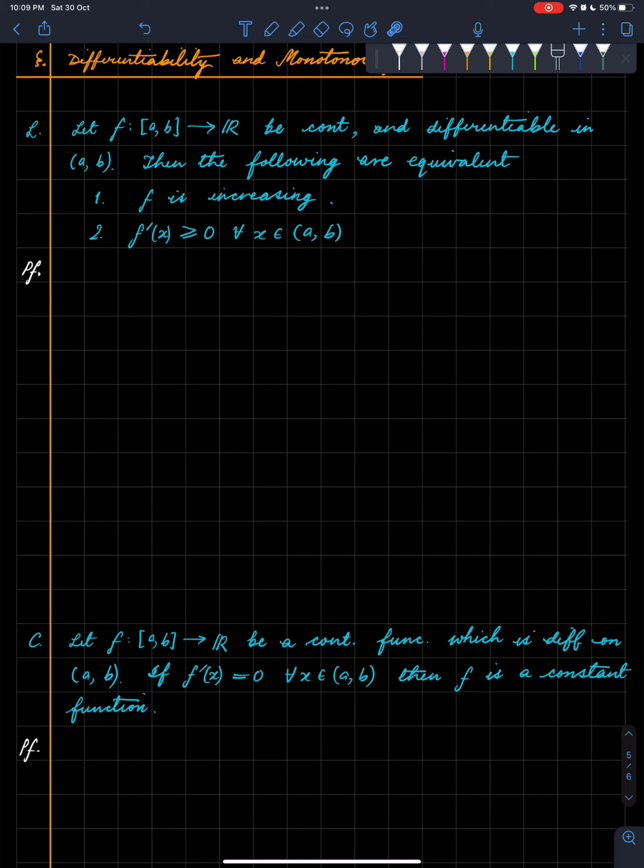Now we look at an application of what we just discussed. So again, we have a continuous function in this closed interval, which is differentiable in this open interval. Then the two things are equivalent: that f is an increasing function, and the other is that the derivative of f at every point is non-negative. So this can be very useful when you want to check if something is monotone or not. Okay, so let us prove it.